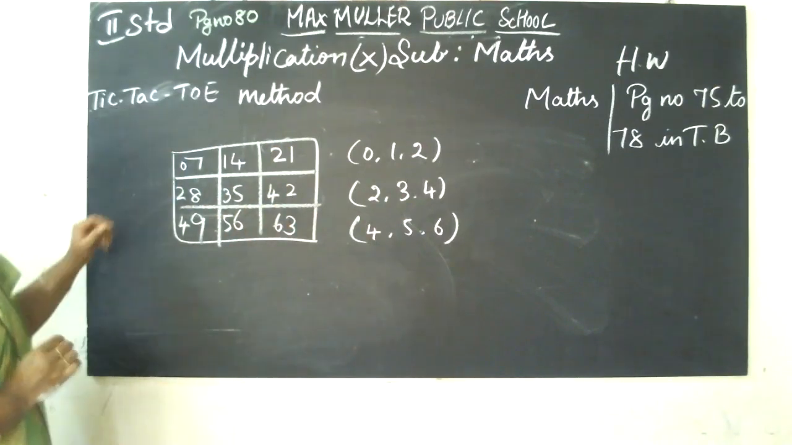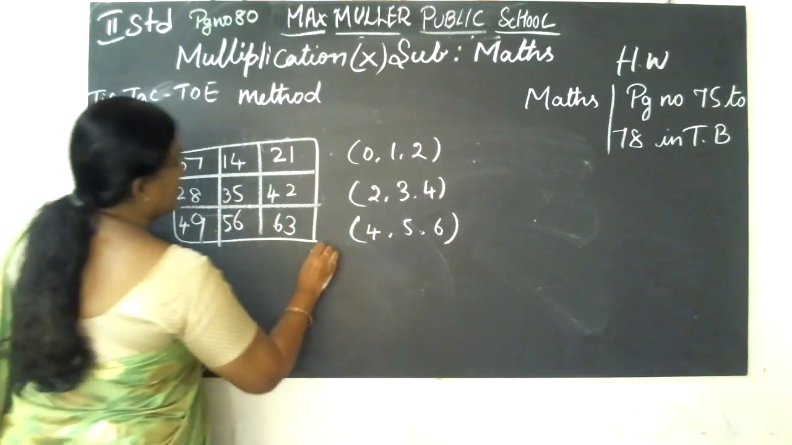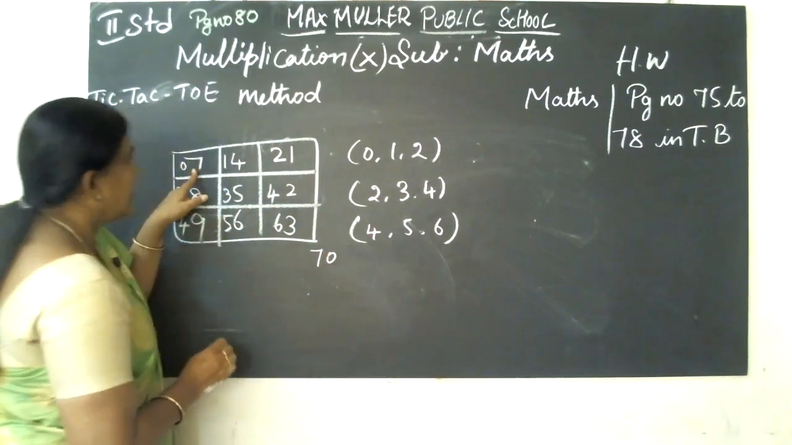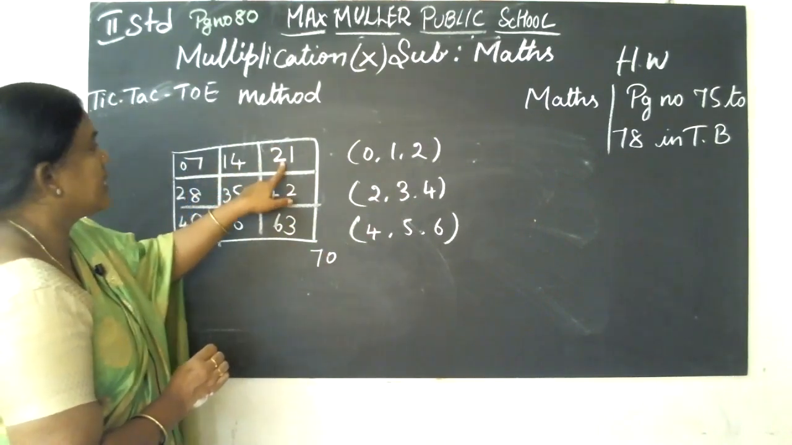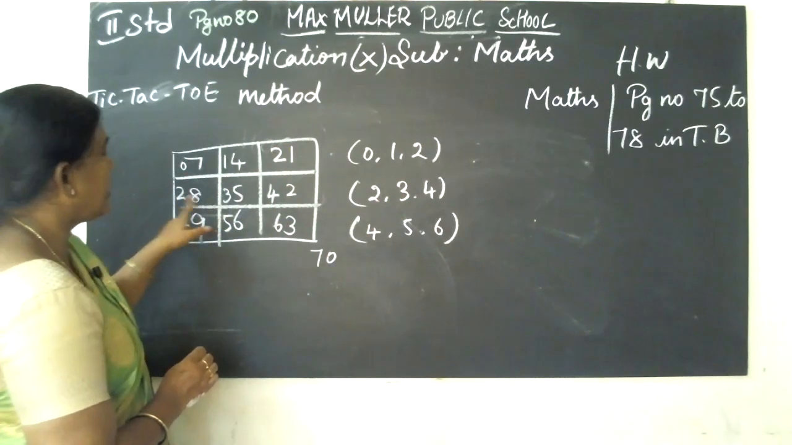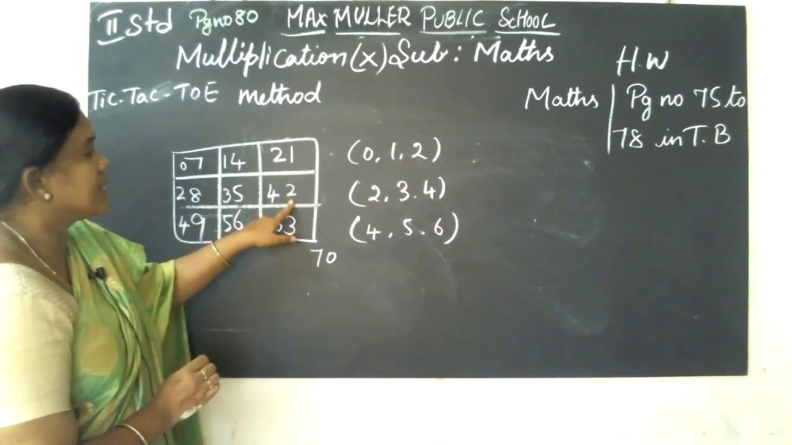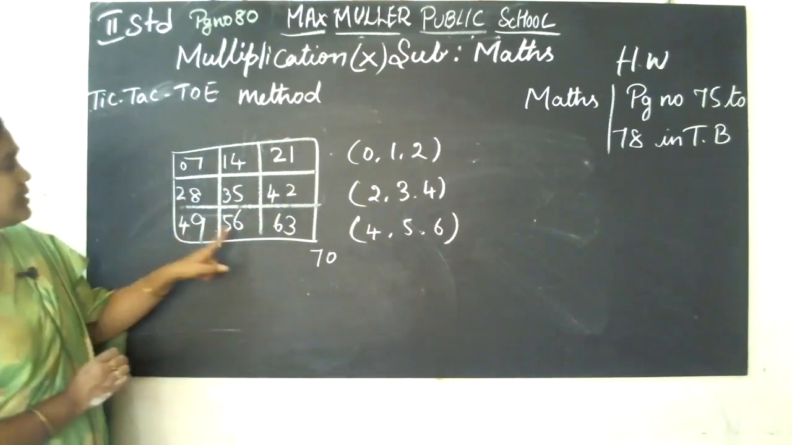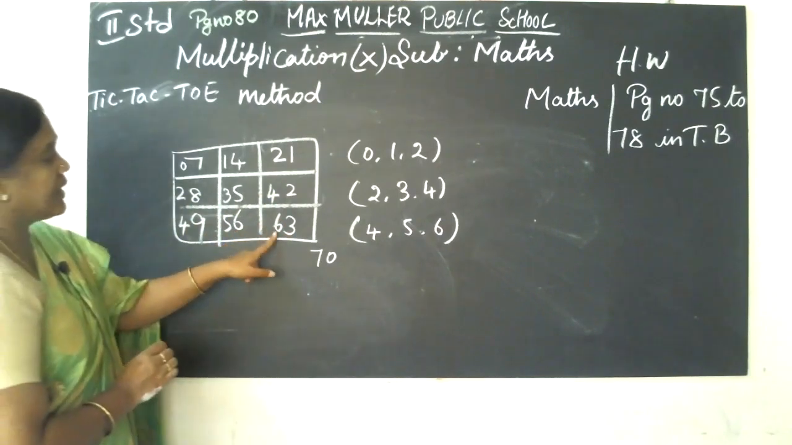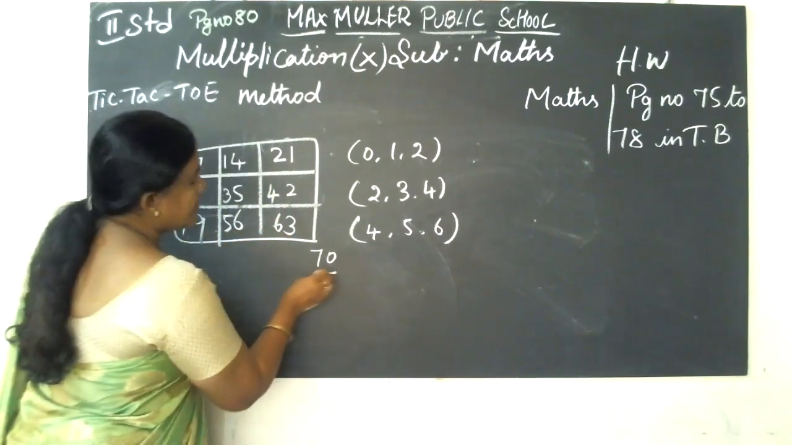Now say the table. 7 ones are 7. 7 twos are 14. 7 threes are 21. 7 fours are 28. 7 fives are 35. 7 sixes are 42. 7 sevens are 49. 7 eights are 56. 7 nines are 63. 7 tens are 70.